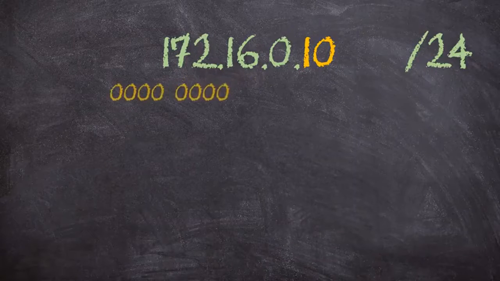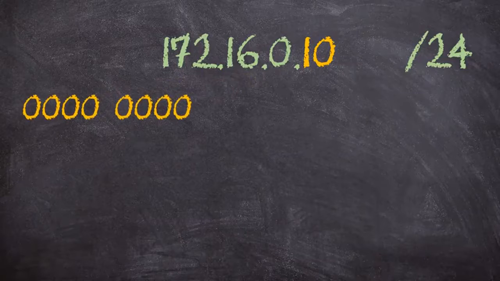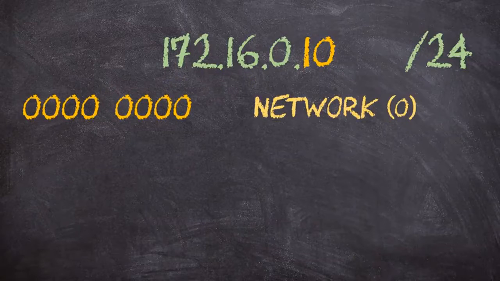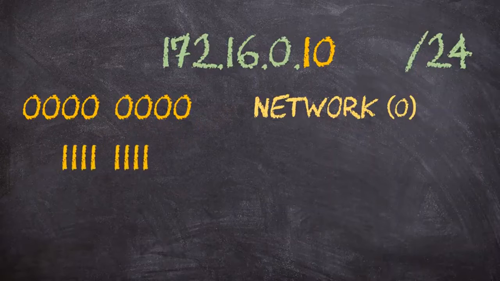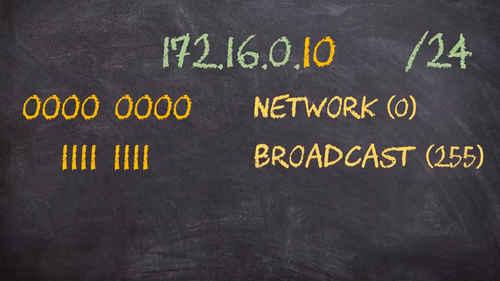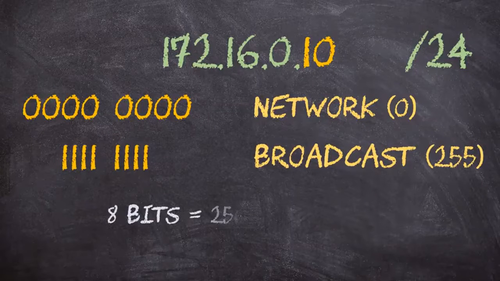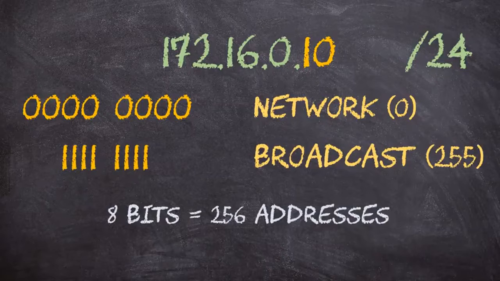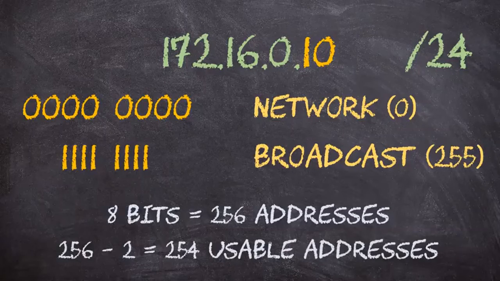If we set all host bits to 0, we have 172.16.0.0. That's the network address. If all the host bits are set to 1, we have 172.16.0.255. That's the broadcast address. 8 host bits mean there is a maximum of 256 addresses. We subtract our 2 special addresses and find that we have 254 usable IPs on this network.